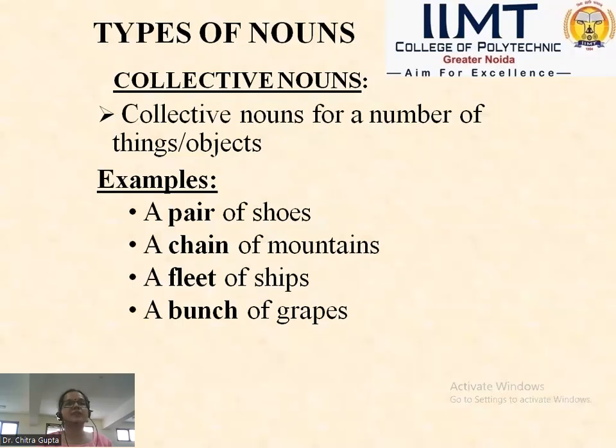Collective nouns for a number of things or objects. A pair of shoes. Pair of shoes means two. A collection of shoes denoted by the name pair. A chain of mountains. A fleet of ships. A bunch of grapes. A bunch of bananas. A bouquet of flowers. A deck of cards, and many more. So collection means collective, and it is indicating anything which is related to a group.